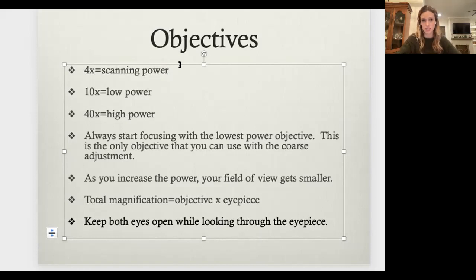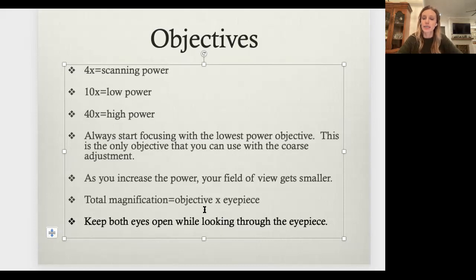I mean, objective lenses. As you increase your power, the field in view gets smaller, okay? As you zoom in on the picture, you're not going to be able to see the whole house. If you zoom in more, you're going to see more of the window. And then if you zoom in more, you're going to see inside the window. So as you zoom in, your view gets smaller because you're zooming in deeper, okay?